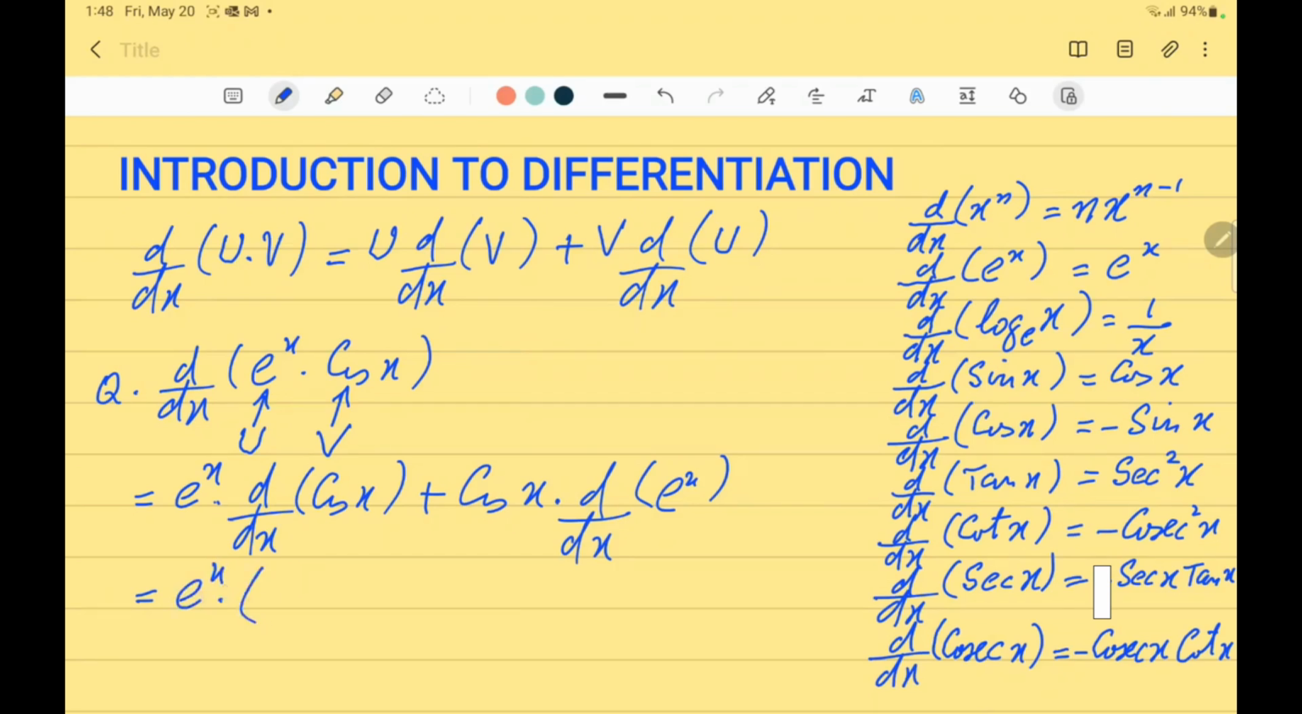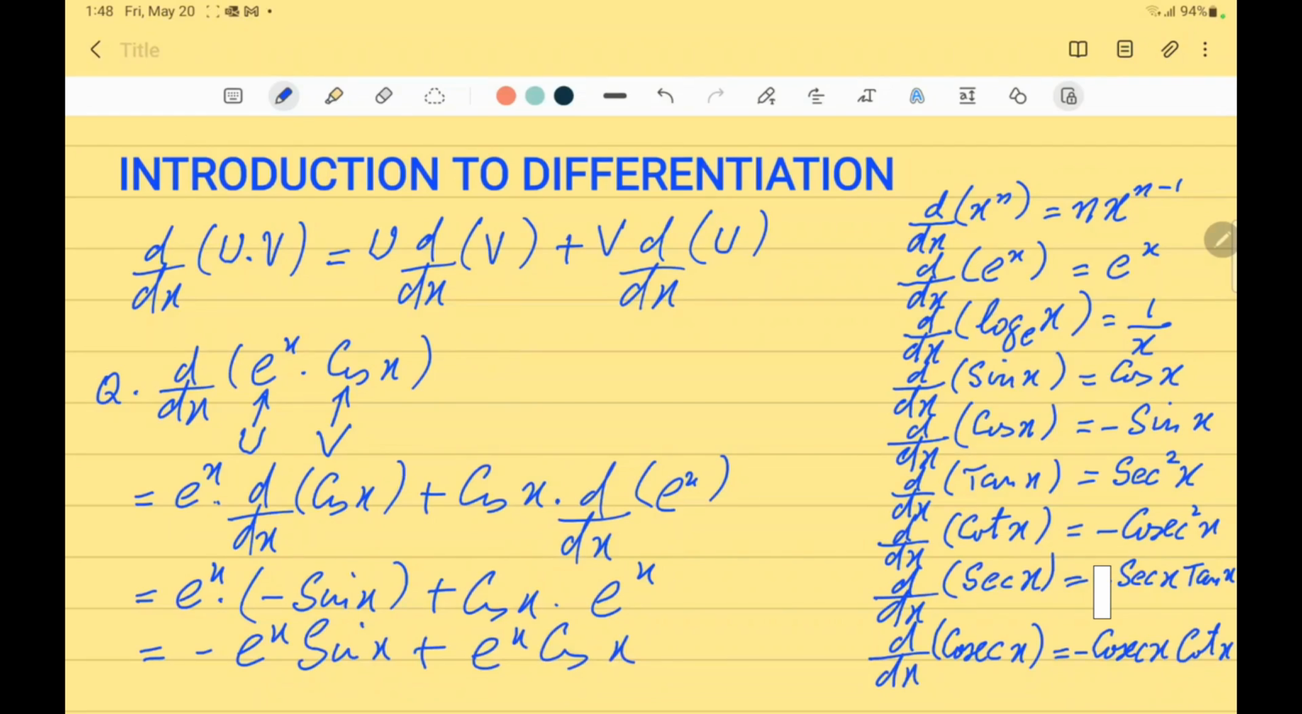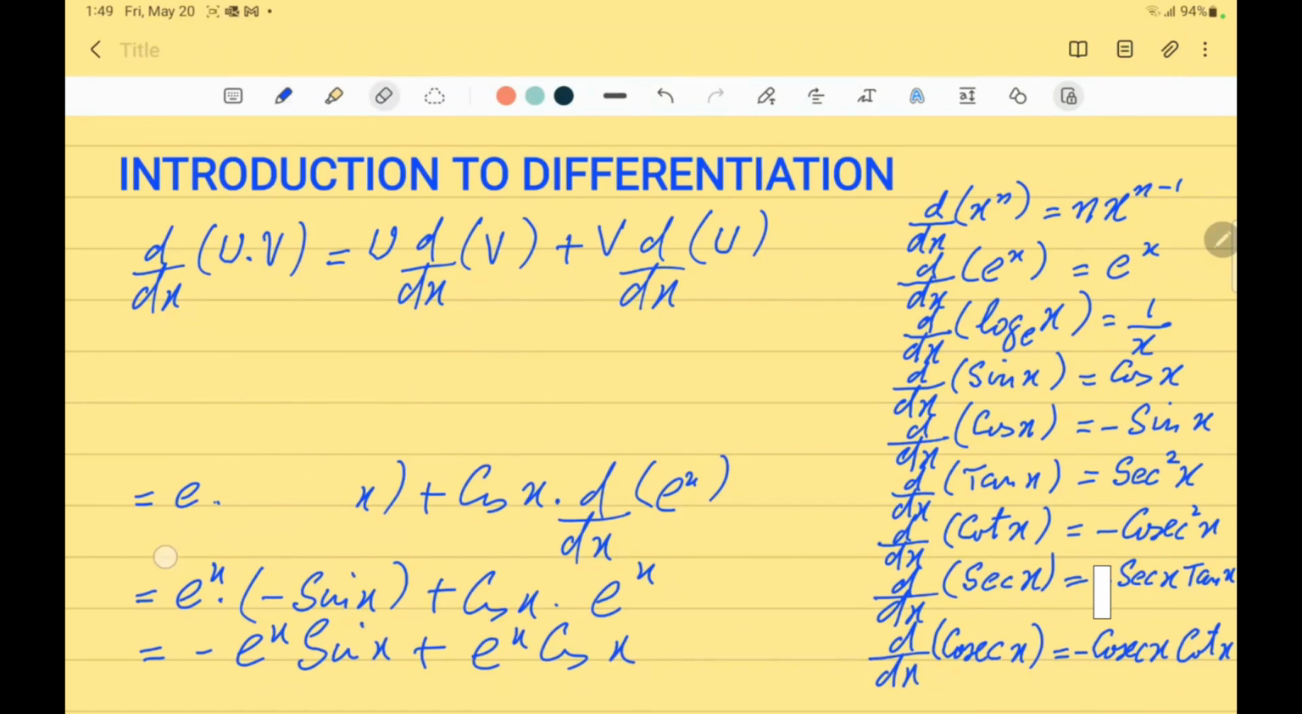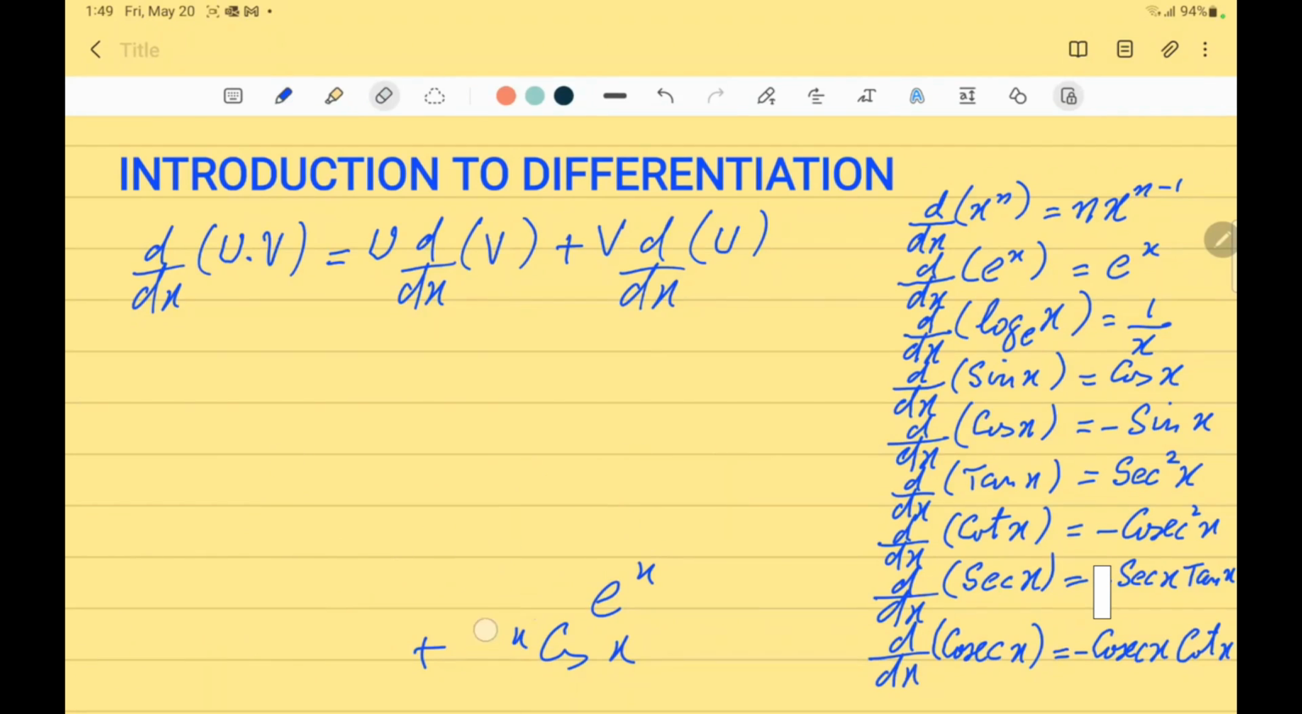e to the x, the differential of cos x is minus sin x, plus cos x, and the differential of e to the x is e to the x. So the final answer is minus e to the x sin x plus e to the x cos x. Let's take another example.